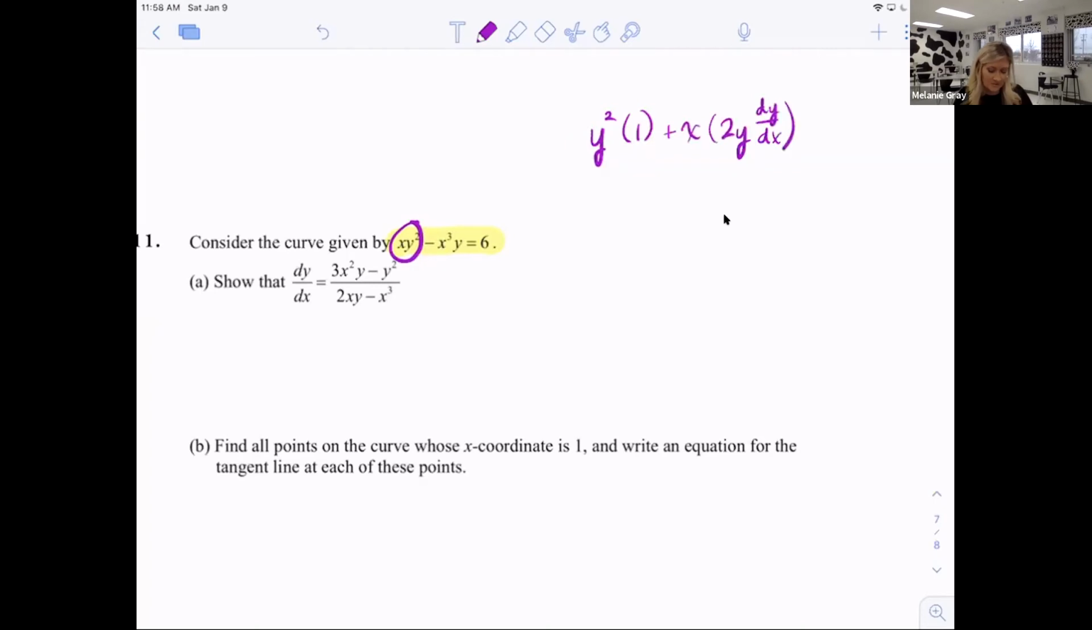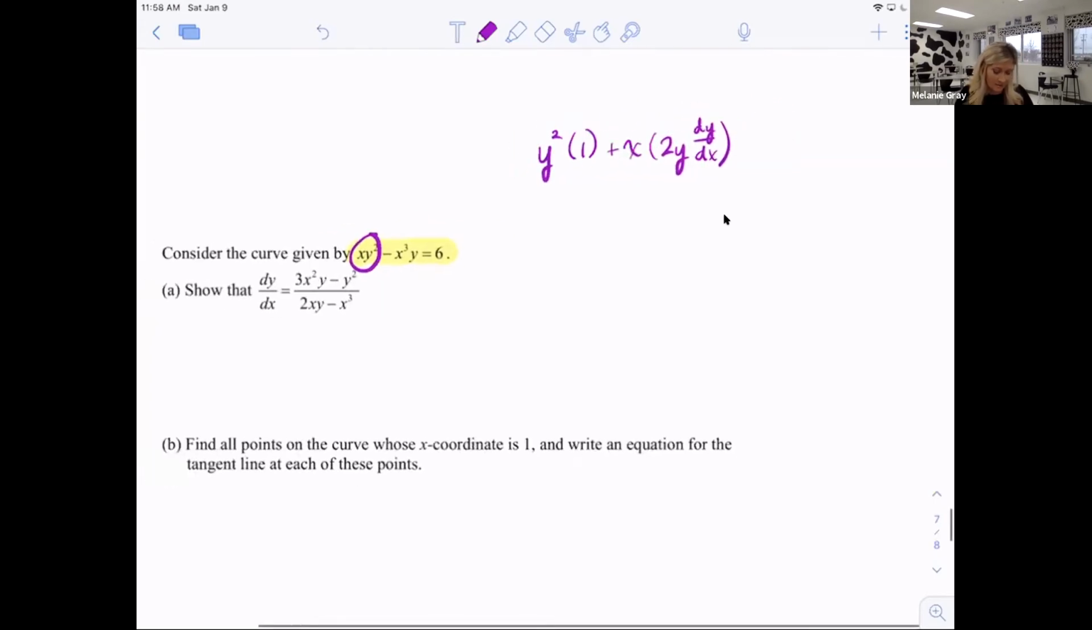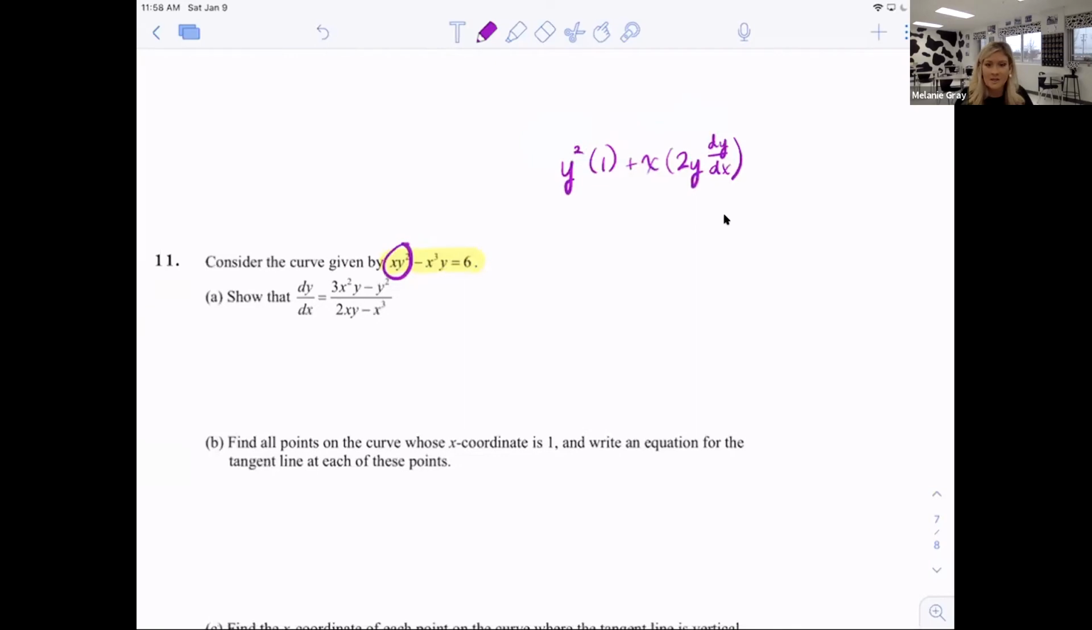Now, for those of you that may have forgotten, remember for implicit differentiation, when you're taking the derivative of y with respect to x, you have to chain on that dy by dx to the end every time you take the derivative of a term involving y. So that's what I did there.